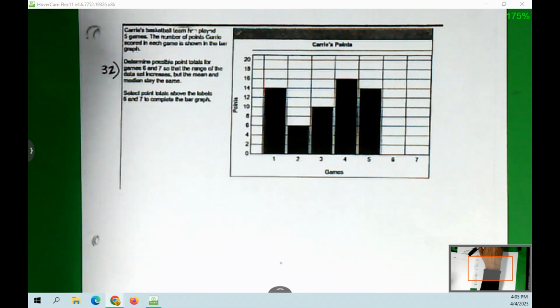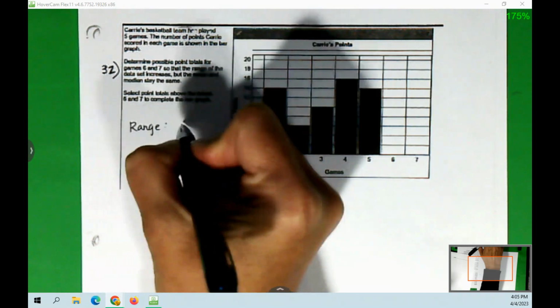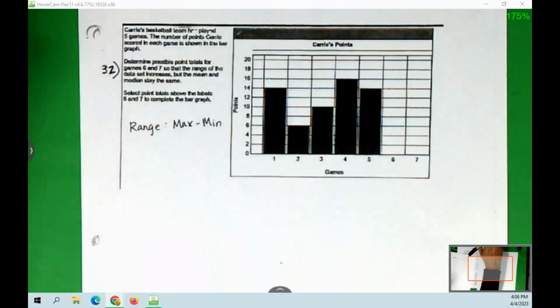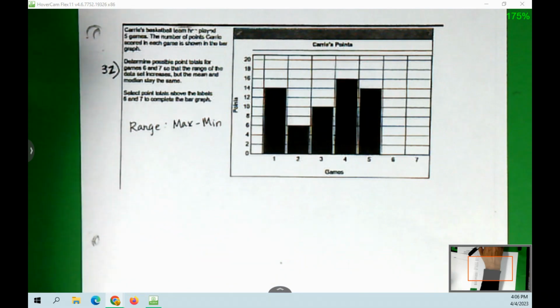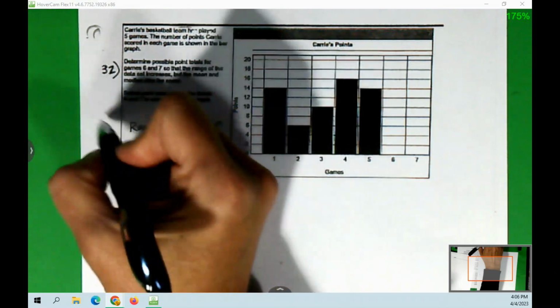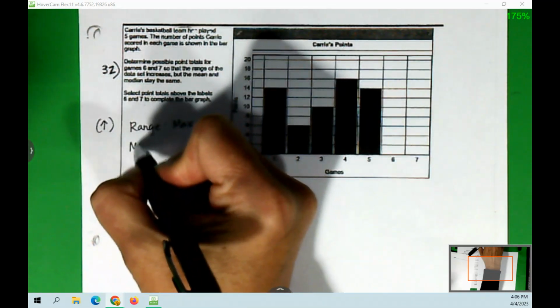Determine possible point totals for games 6 and 7 so that the range of the data set increases, but the mean and median stay the same. Okay, so this has a lot of work in it. Let's recall range is maximum minus minimum. It's going to be your largest number minus your small one. So according to this, we want the range to increase. The mean, we want it to stay the same.